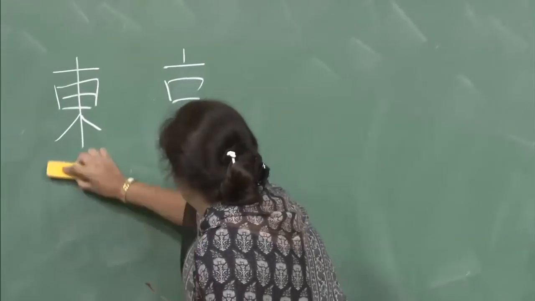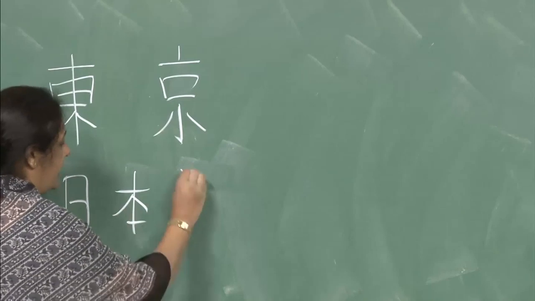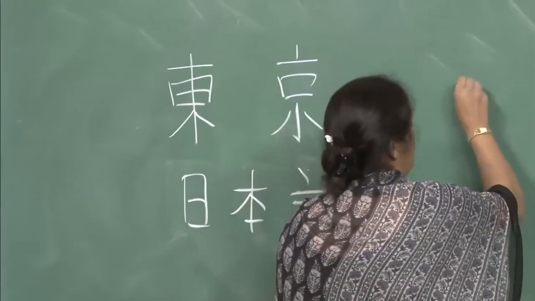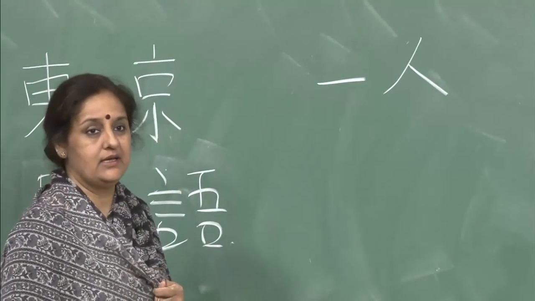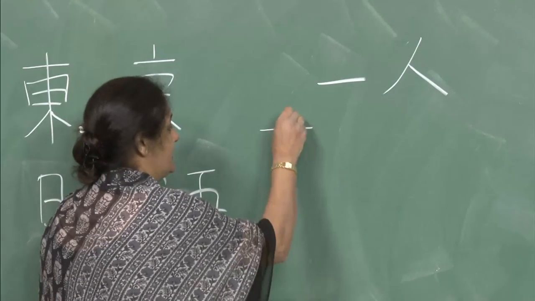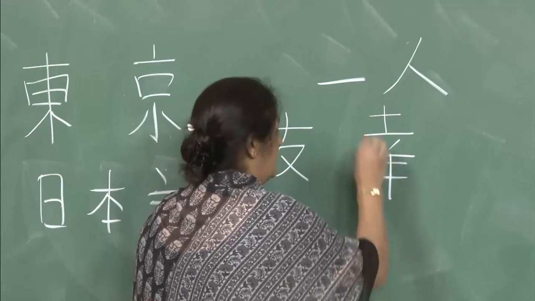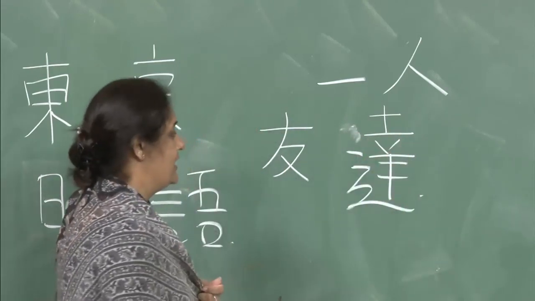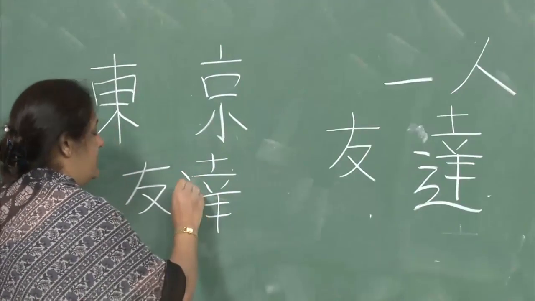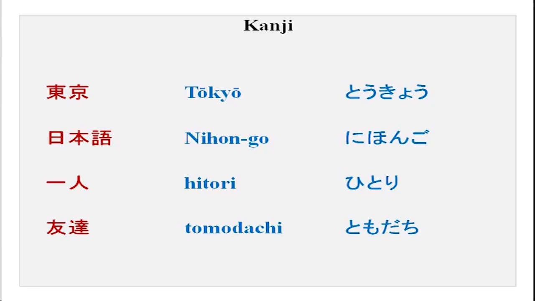Then we have Hitori. Okay, I'll just write Nihongo for you. Nihon and go. Nihongo. And then we have Hitori. One person is Hitori. Now, the last one we have is Tomodachi, which means friend. Tomo and Dachi. It's again a combination of a lot of kanji characters. So, once again, 1, 2 and 3, like this, tomodachi. So these are some of the words that you actually have to do.